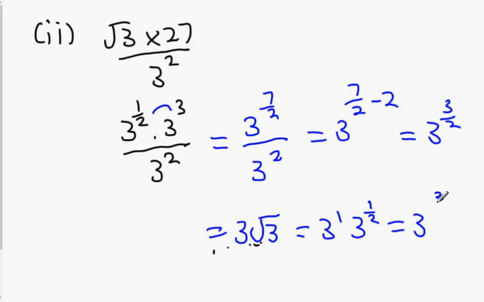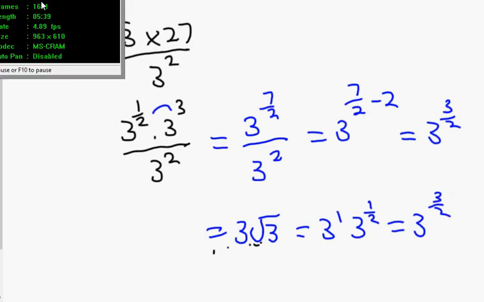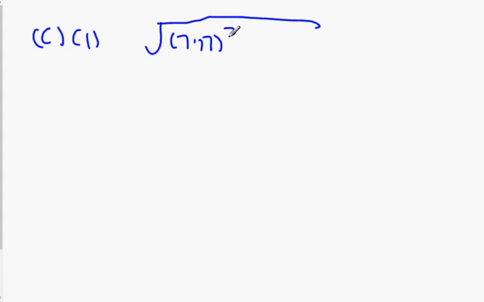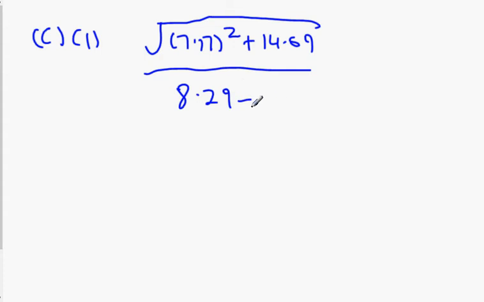Okay, next question is basically by rounding off to the nearest whole number, find the value of this. The value we're trying to figure out is root of 7.17 squared plus 14.59, all divided by 8.29 minus 6.14 multiplied by 2.23.